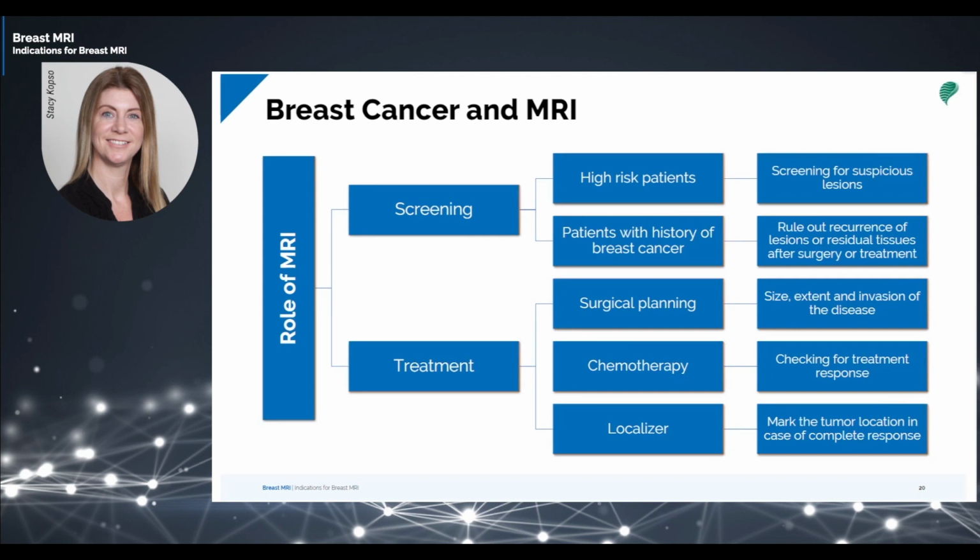Second is during the treatment stage. MRI before treatment is used for surgical planning after assessing the size of the tumor, the extent of it in the breast tissue, and its level of invasion into the pectoralis and intercostal muscles. MRI can also be done before, during, and after chemotherapy to compare the size and extent of the tumor to assess treatment plan's response so the treatment plan process can be properly evaluated. A localizer may be placed to mark the location of the tumor before the beginning of chemotherapy in case complete response to the treatment is achieved.